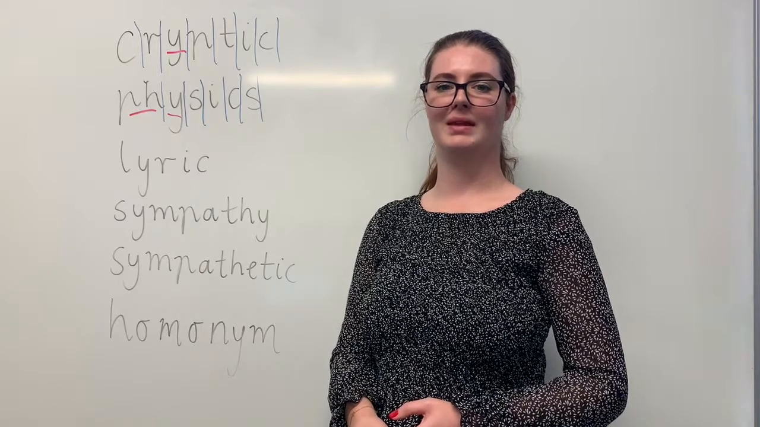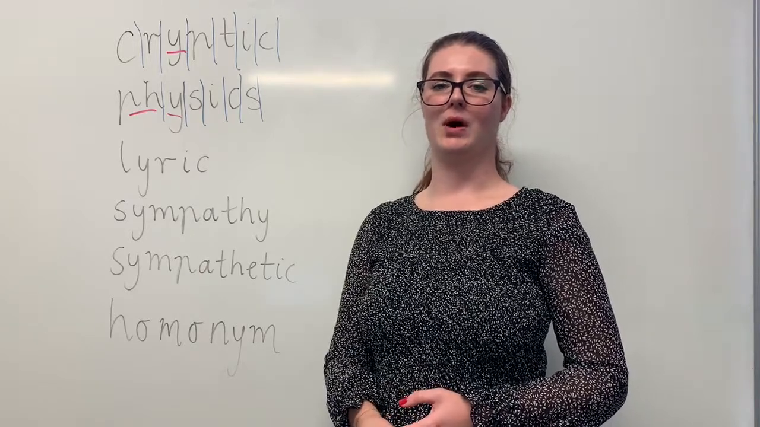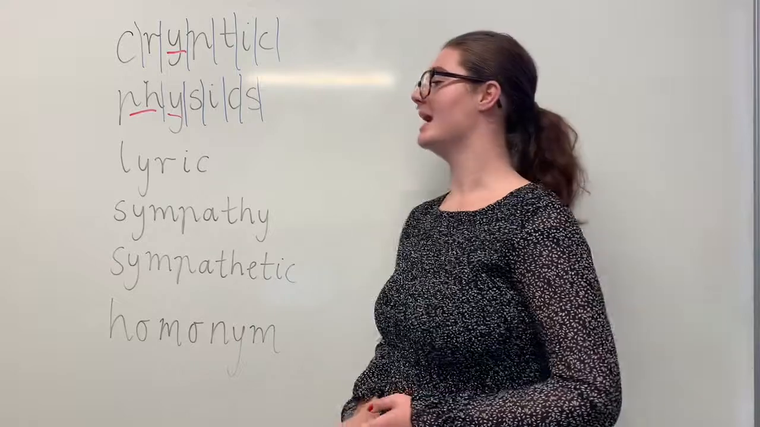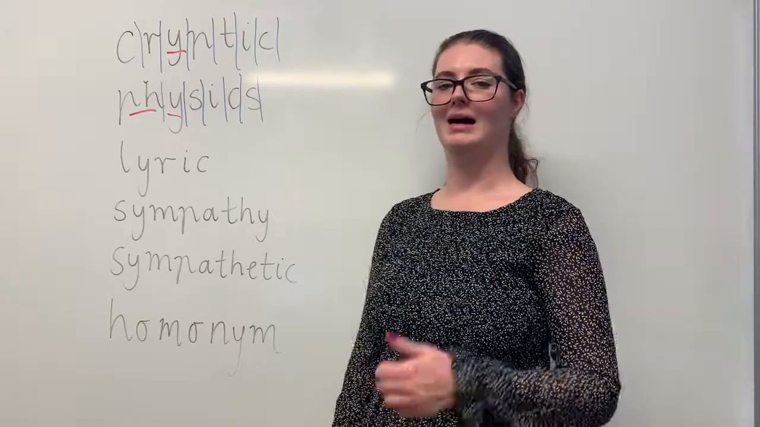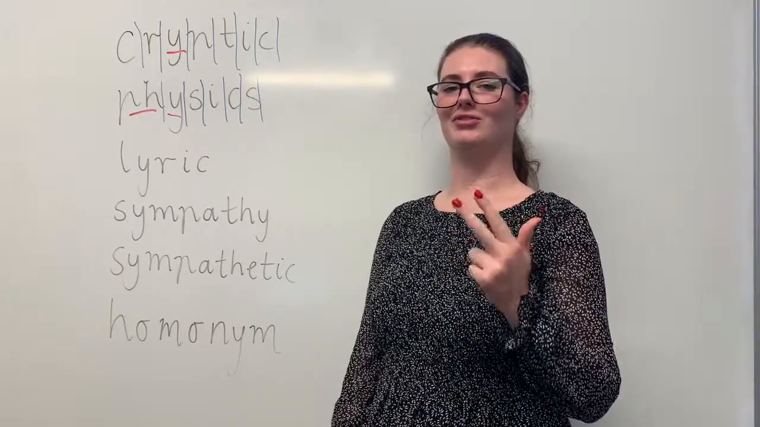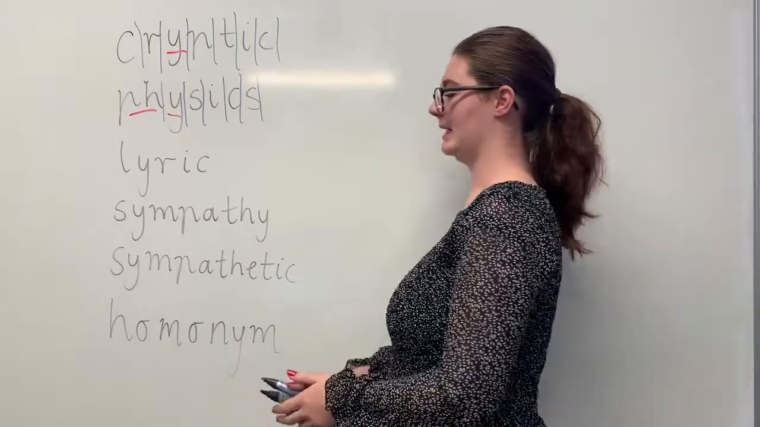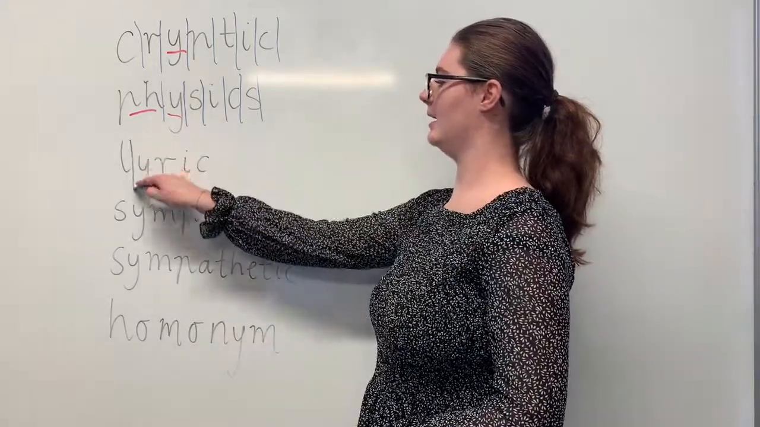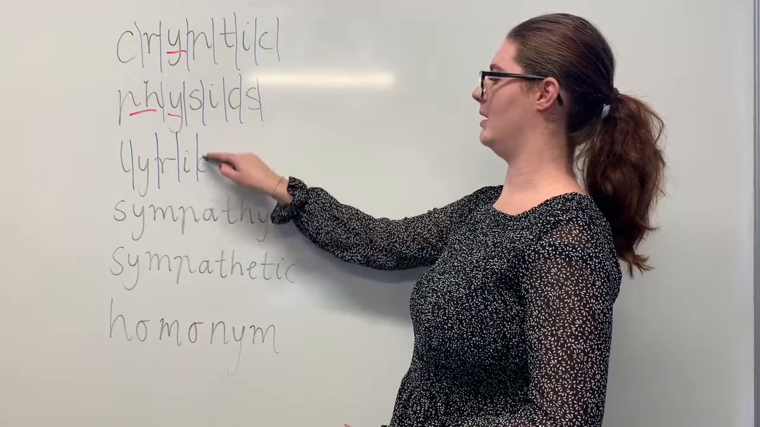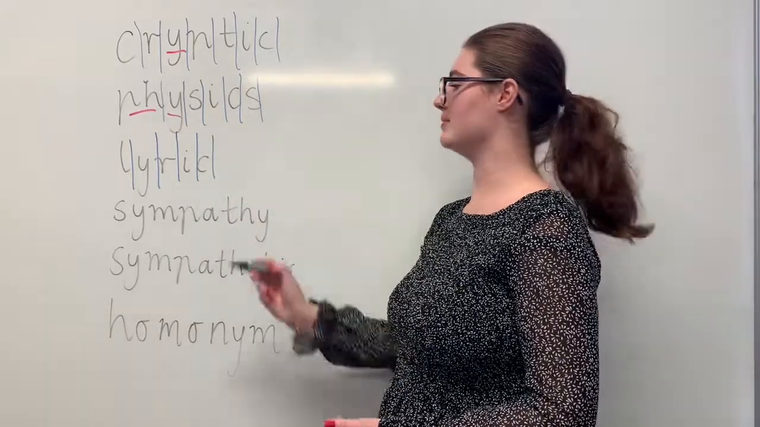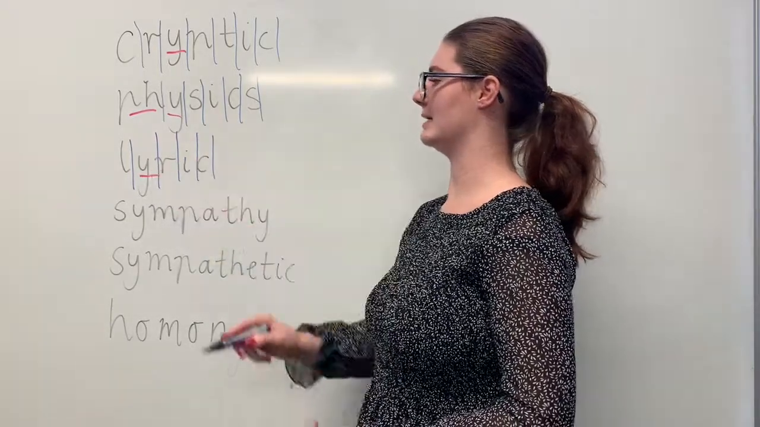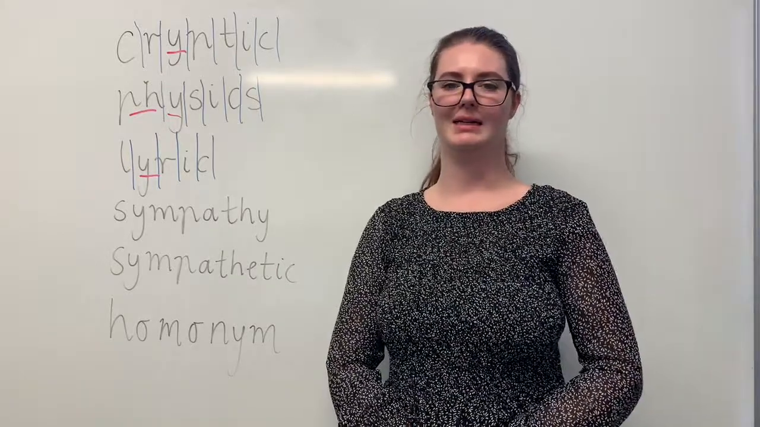Say lyric. When you listen to a lyric poem, it sounds like a song. The sounds in lyric are L, I, R, I, K. The letters in lyric are L, Y, R, I, C. The part we need to remember is the Y graph making the I sound. Can you teach it to me? Lyric.